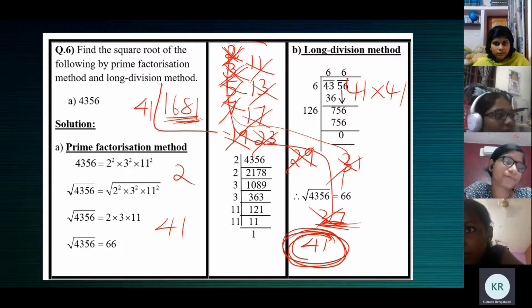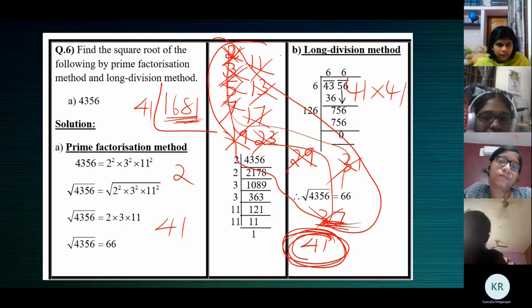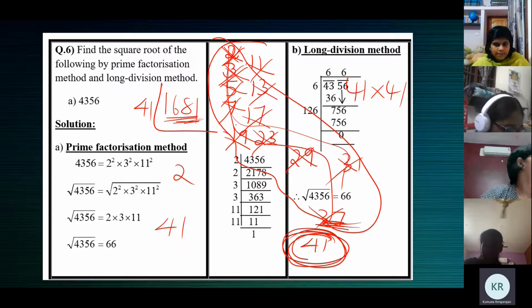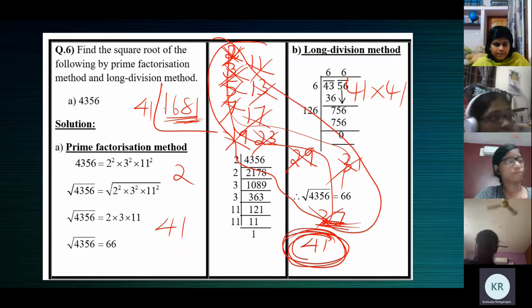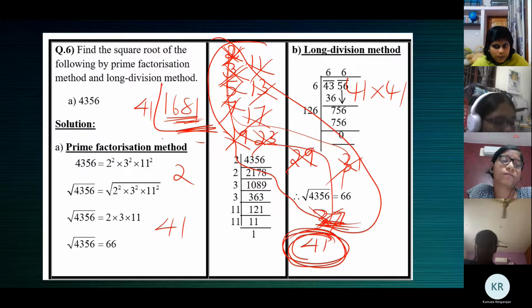It's not divisible by any of these prime numbers. So we tried 2, we tried 3, we tried 5, we tried 7. Then we had to come up to 37. 1681 was not divisible by 37 either. So then we tried 41, and 1681 is divisible by 41. Am I clear, children?